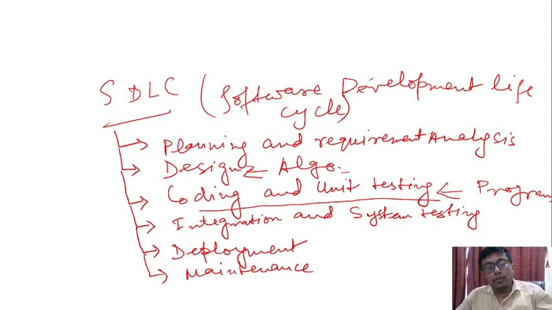Now, I have told you these phases of SDLC just to give you an idea at what phase the algorithm is written and at what phase the program is written. An algorithm is also step by step instructions that we write to solve a particular problem, and programs are also step by step instructions which we write to solve the problem. But if you analyze in greater detail, you will see the algorithms are written in the design phase of a software development lifecycle, whereas the program is written in the coding and unit testing phase of a software development lifecycle.